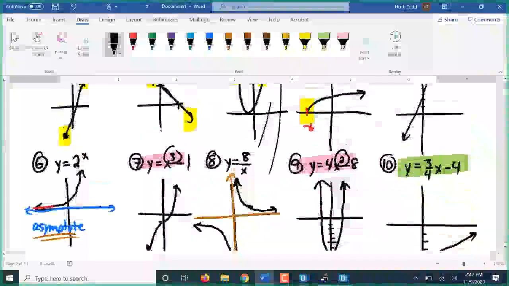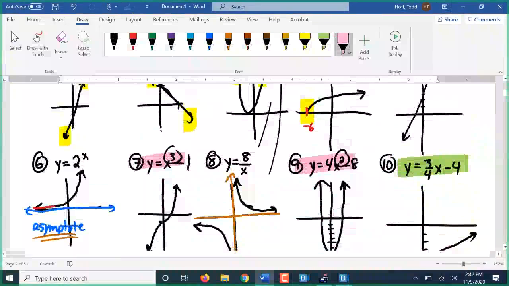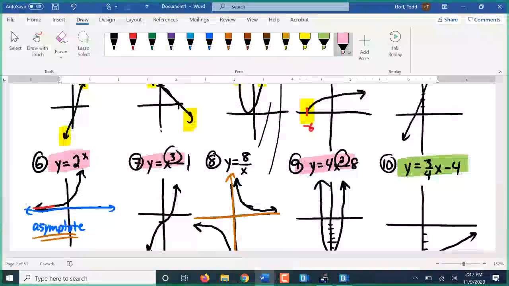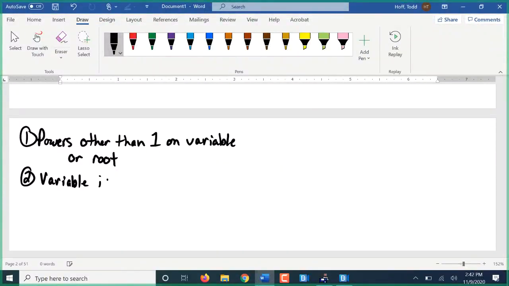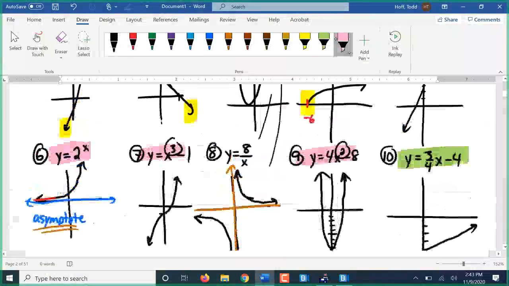If I look at this one here, 2 to the power of x, that one, the variable is in a power. And finally, this last one right here, we divided by the variable.